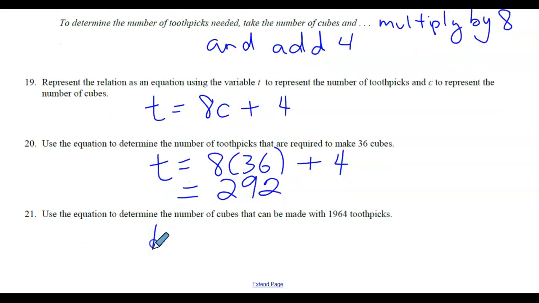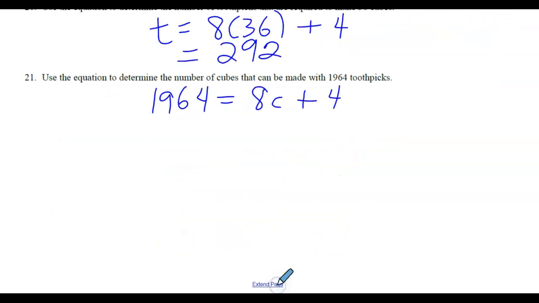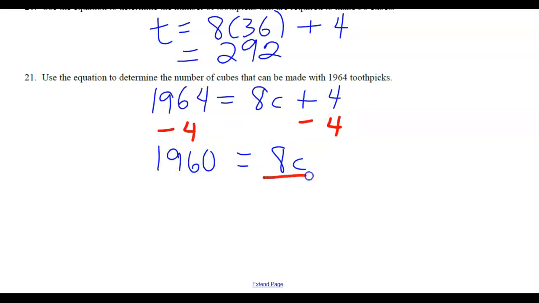Then working backwards, if you have 1964 toothpicks, that's a lot, how many cubes would be in your diagram? Remember back to junior high, you're going to subtract 4 from both sides. So 1960 equals 8c. Then we're going to divide by 8. So that goes in twice, 220, right? 245, what did I do wrong?